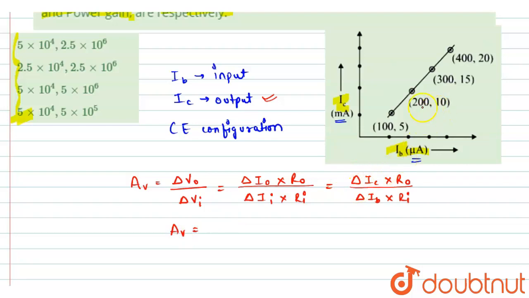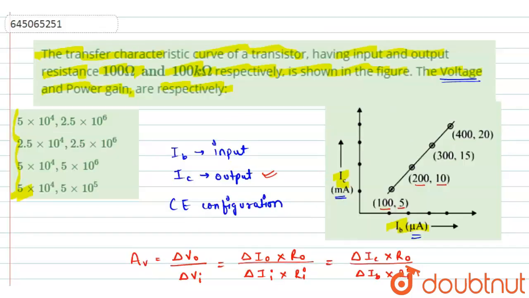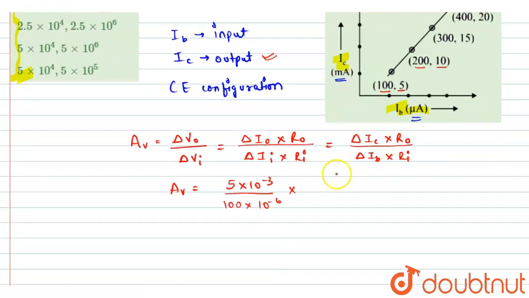So from here we can get the value of AV equals to, now see, delta IC. We have to find the change in the IC, so that is 10 minus 5, so it would be 5 milliamperes, right? So we can convert it by 10 to the power minus 3, whole divided by delta IB, which must be 200 minus 100, that is 100 only, multiplied by 10 to the power minus 6 because it is given in microamperes, multiplied by the output resistance, which is given to be 100 kilo ohms, that is 100 into 10 to the power 3, whole divided by 100 ohms, the input resistance.